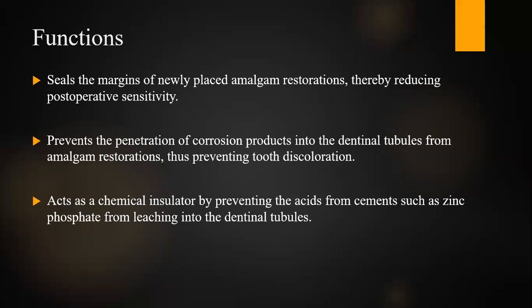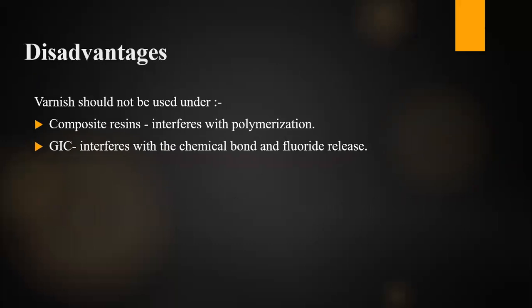Then functions. It seals the margins of newly placed amalgam restorations, thereby reducing postoperative sensitivity. It prevents penetration of corrosion products into the dentinal tubules from amalgam restorations, thus preventing tooth discoloration. It also acts as a chemical insulator by preventing the acids from cements, such as zinc phosphate, from leaching into the dentinal tubules. The disadvantages of varnishes are that varnish should not be used under composite resin as it interferes with the polymerization reaction. It should also not be used under GICs or glass ionomer restorations because it interferes with the chemical bond formation and fluoride release.